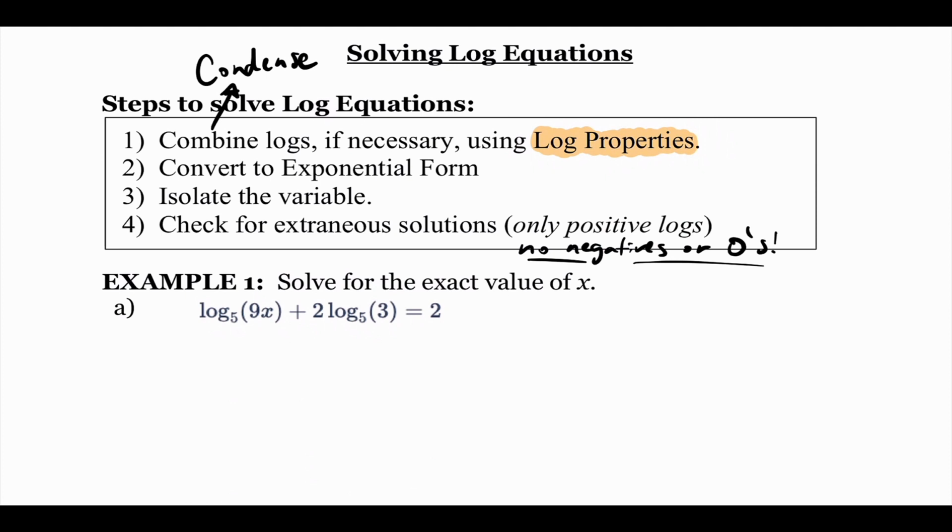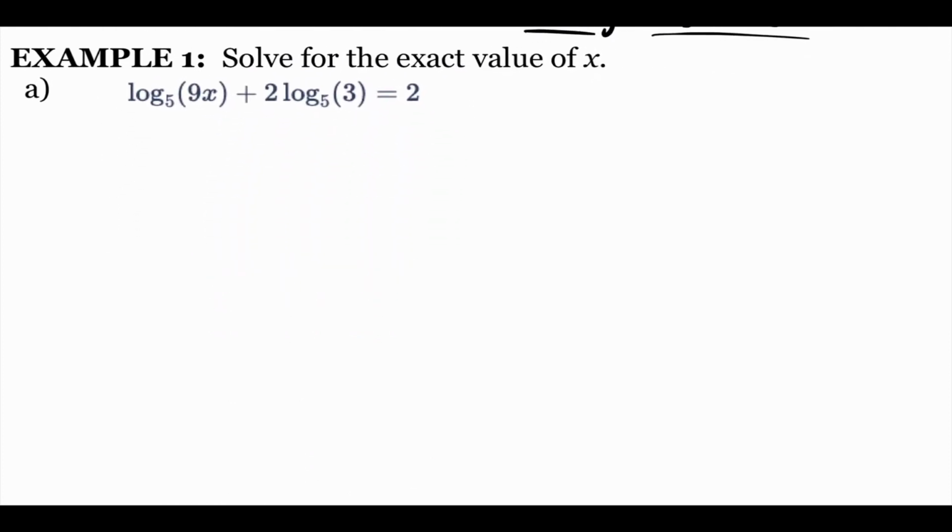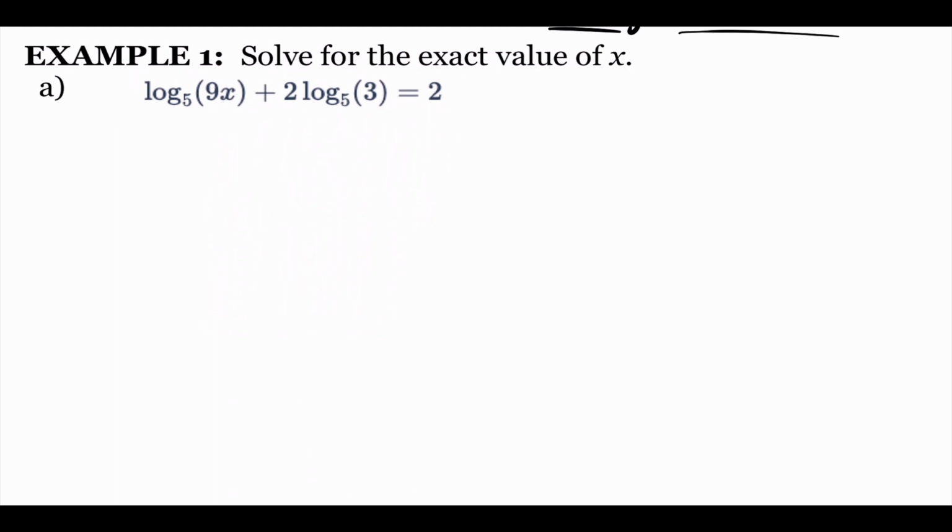Then we're going to change to an exponent. How do we do that? Using the e. And then isolate, get x by itself. And then the last thing is check for extraneous. We've done that before, but so let's do 1a. Anytime you're solving, if there's an equal sign, separate.